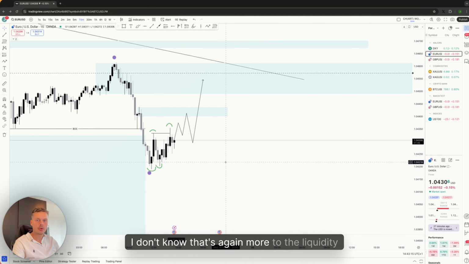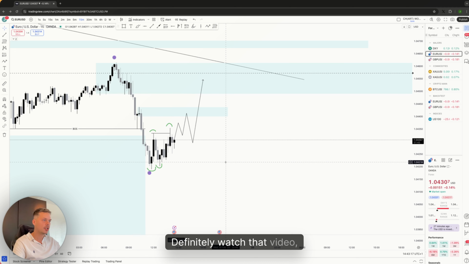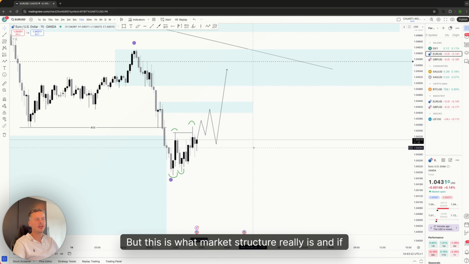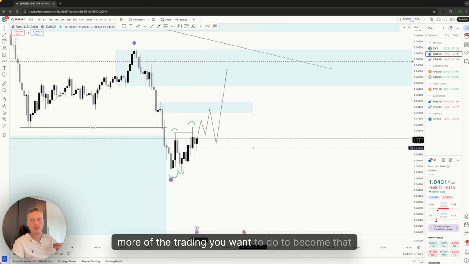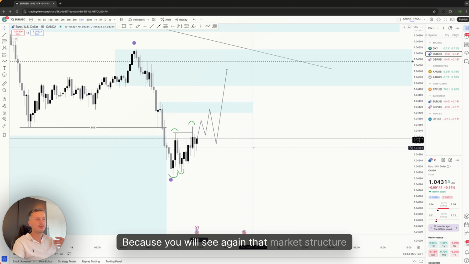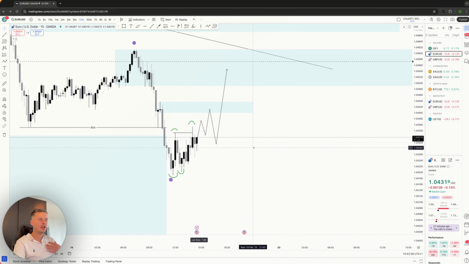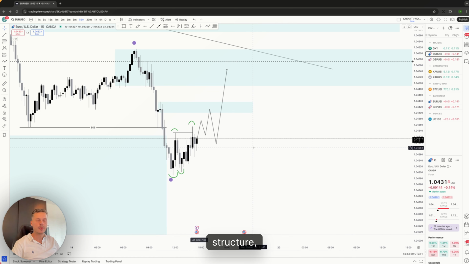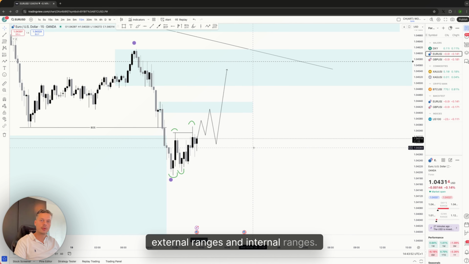I don't know. That's, again, more to the liquidity video. Definitely watch that video. It will help you so much. But this is what market structure really is. And if you can master this, then this is such a good base level to grow into more of the trading you want to do, to become that more experienced trader, because you will see, again, that lower time frame market structure mainly won't hold too much. Only higher time frame market structure will significantly hold more. So yeah, we covered GBP USD and Euro USD as of market structure, external ranges and internal ranges.